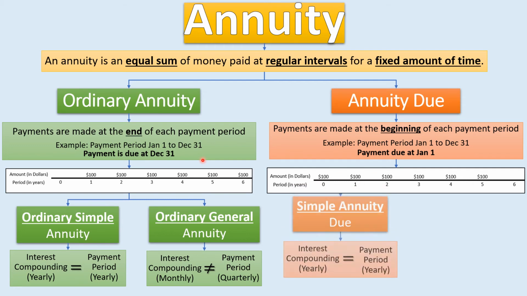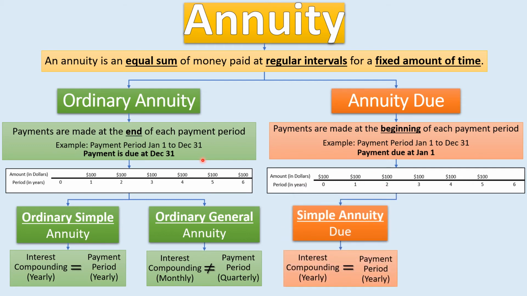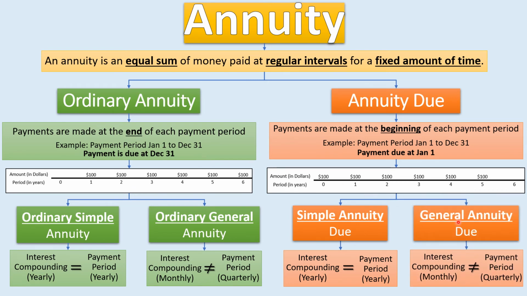Now, an annuity due can also be a simple annuity due or a general annuity due. So it's just broken down from annuity due. It can be either this one or this one. In a simple annuity due, the interest compounding and the payment period are the same. It's similar to an ordinary simple annuity, but the only difference between the two is that in an ordinary annuity, the payment is made at the end of the period, whereas in a simple annuity due, the payment is made at the beginning of the period.